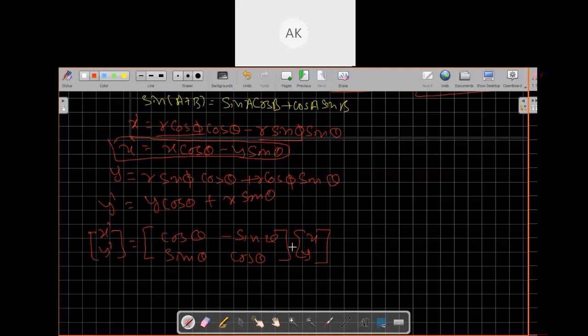Now see the example of rotation of your object. Let's rotate a triangle with a certain angle. See here the coordinates. Suppose your triangle is like this.